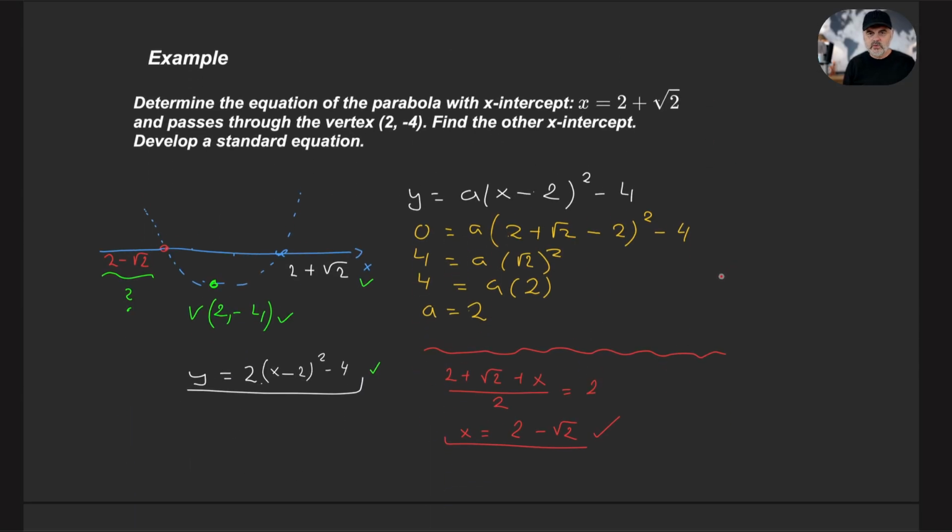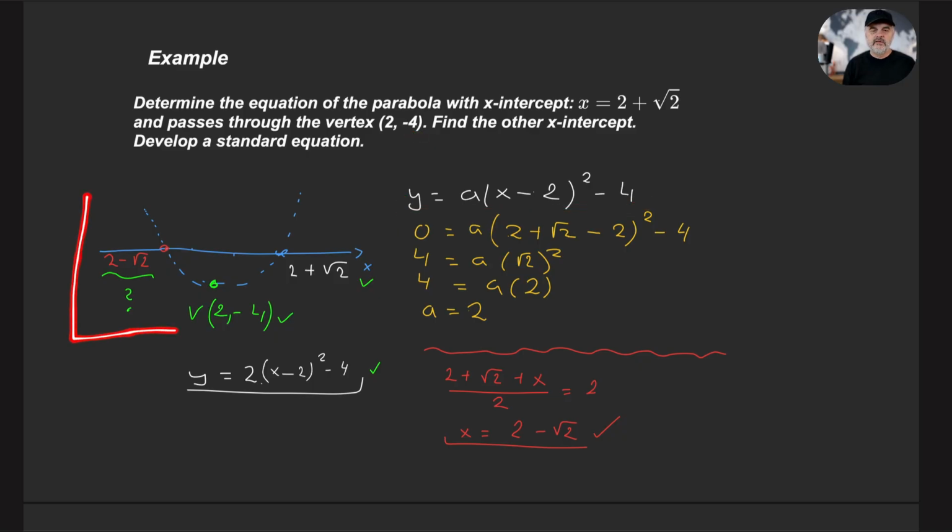So let's work with the following example. I have one x-intercept, which is given in irrational form, which makes the question a little bit more difficult. And the vertex is provided as well. Our objective here is to find the other x-intercept and develop the equation in standard form. We can start with the vertex form for this question. Why? Because the vertex is given, 2 and -4. So immediately you replace h with 2 and k with -4.